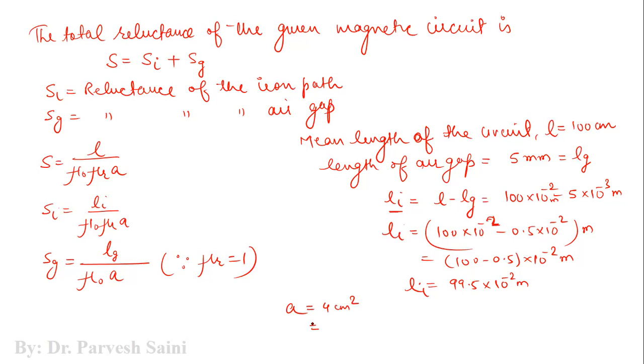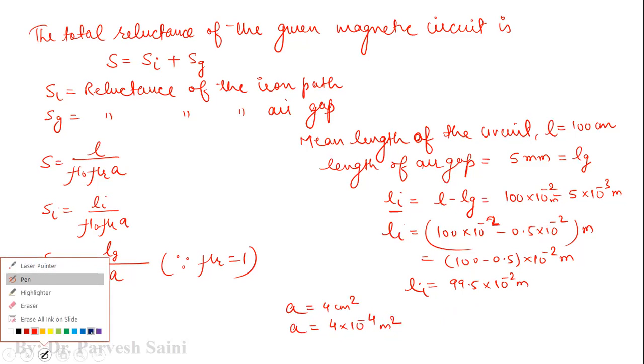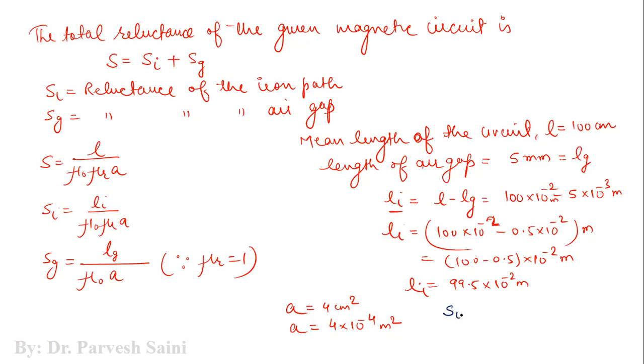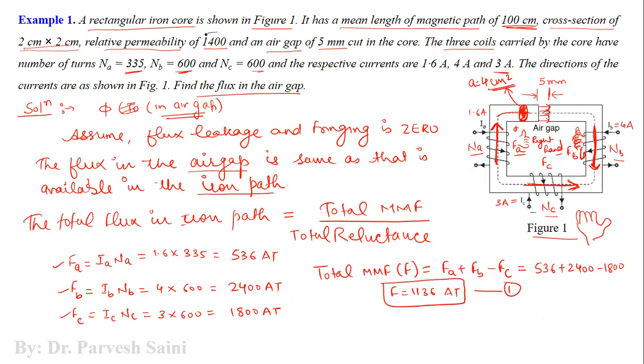So this will be equal to 4 into 10 raised to the power minus 4 meter square. So this is the value of A. So we can find out the value of Si. So it is equal to Li divided by mu naught mu R and A. So this would be equal to 99.5 into 10 raised to the power minus 2 divided by 4 pi into 10 raised to the power minus 7 into mu R is given as 1400.